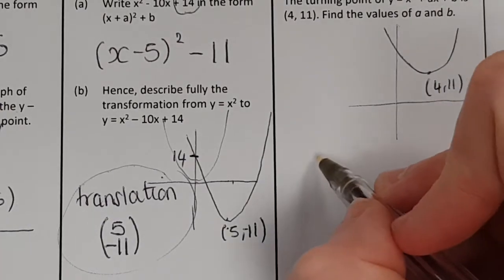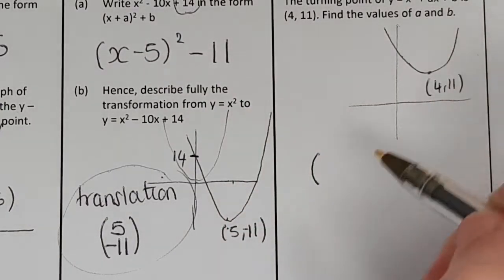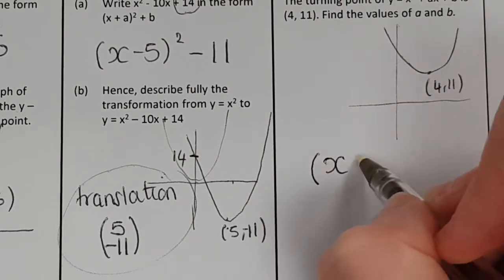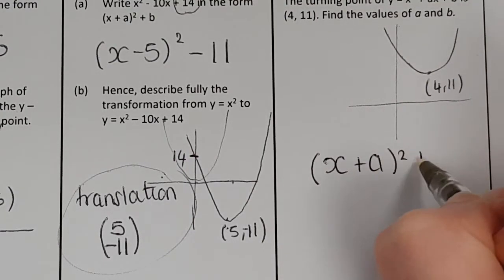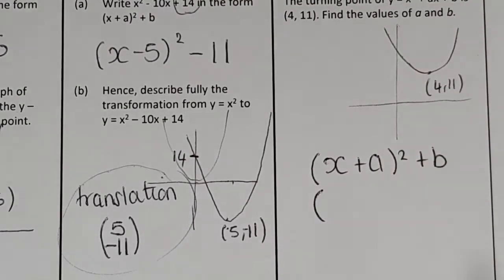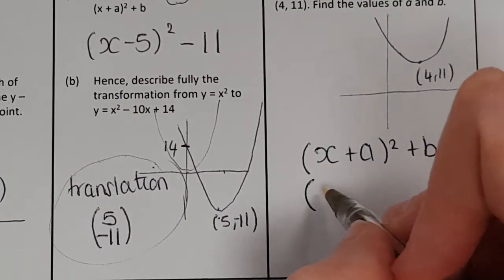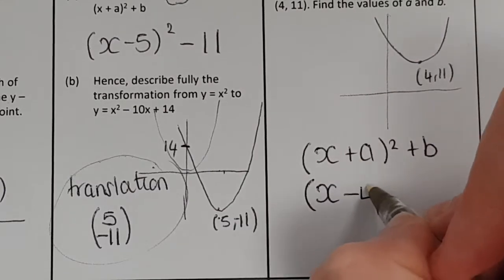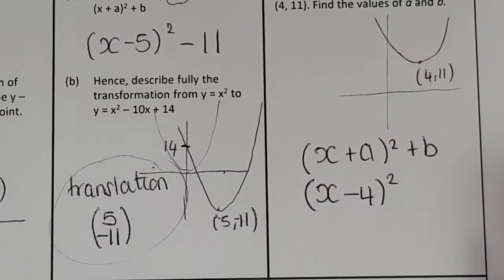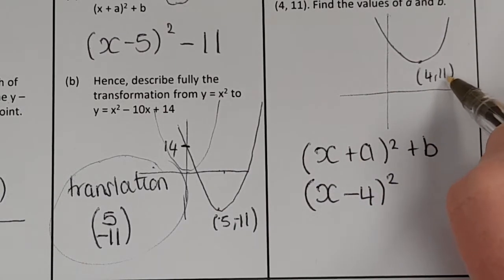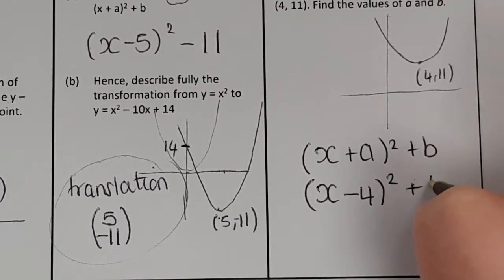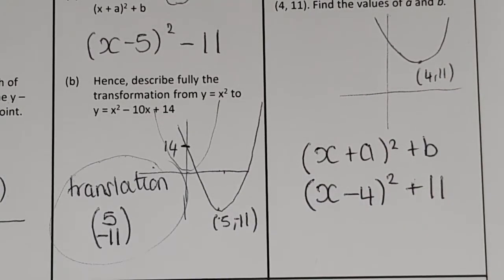It does mean that in terms of your brackets, the x plus a squared, let's write that down, x plus a squared plus b, we know that to get this to move 4 in the positive direction, the x must be negative. So it's x minus 4 all squared. And then we know that to move it up 11, this n number must have been plus 11.